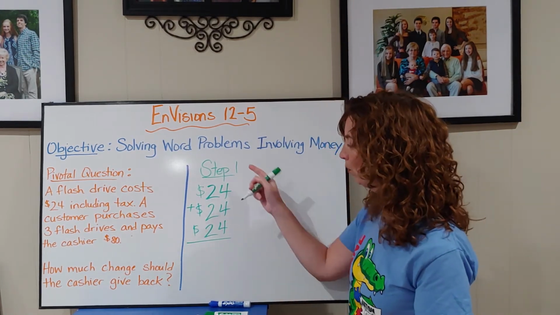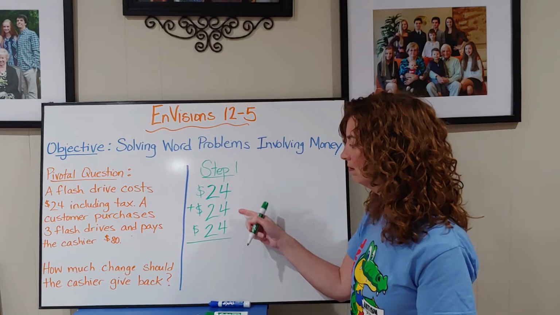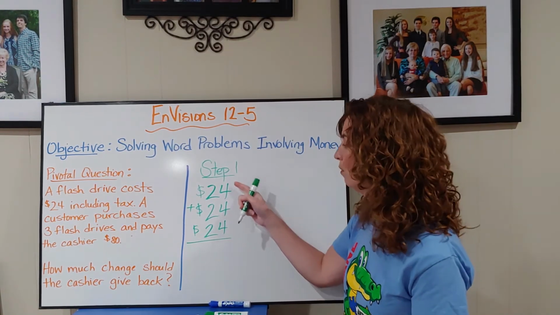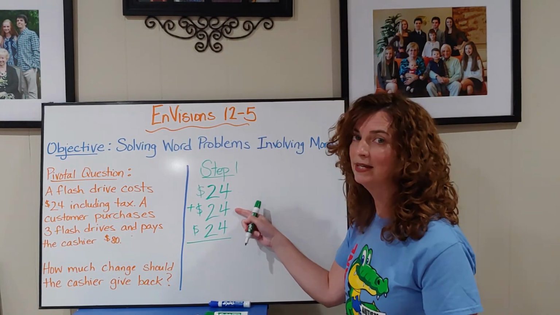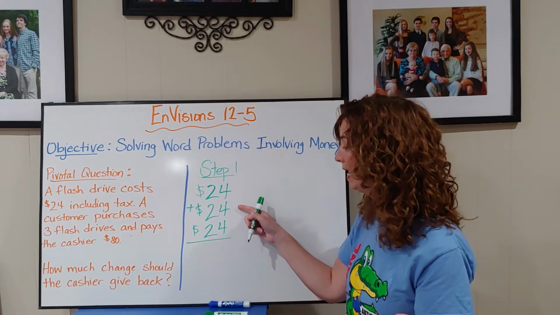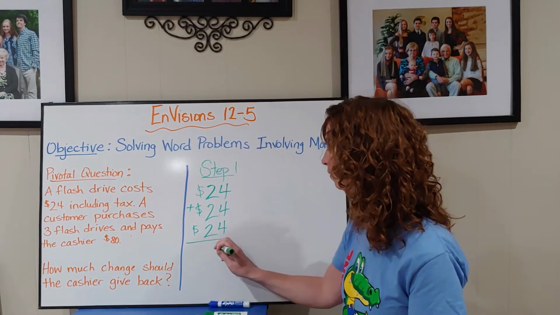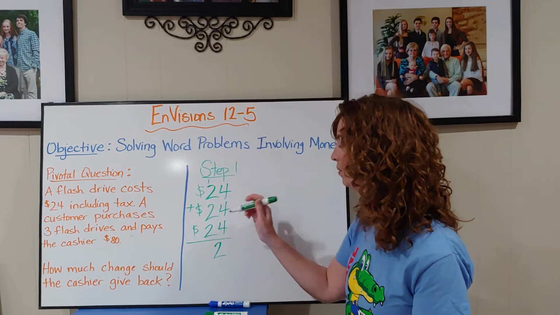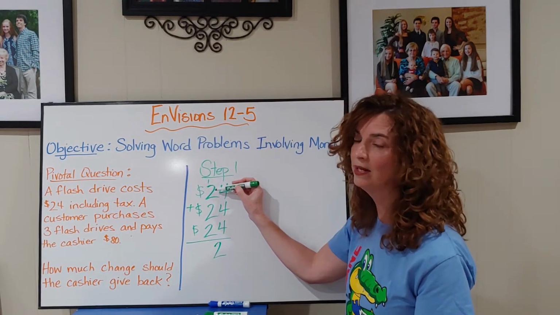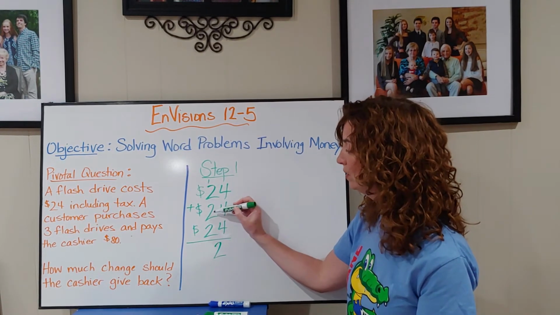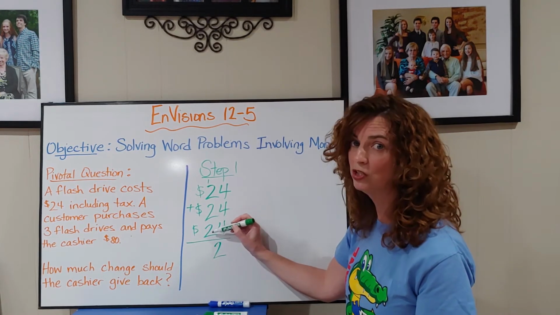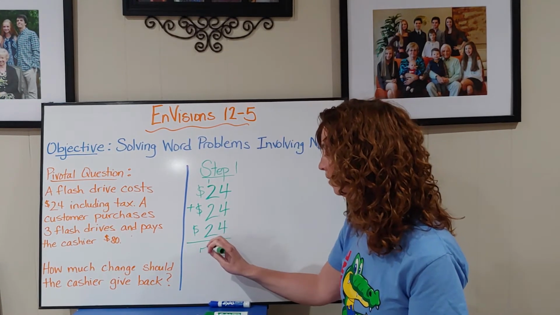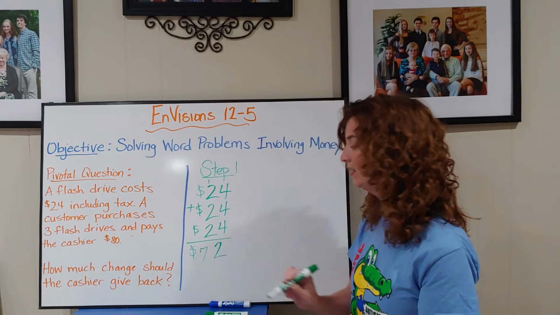All right, so step 1, we're going to add our 3 numbers up, 24. 4 plus 4 is 8. 8 plus 4 is 12. Put the 2 down, put the 1 up. 1 plus 2 is 3, plus 2 is 5, plus 2 is 7. So our bill is $72.